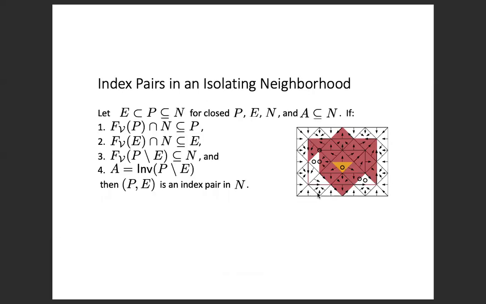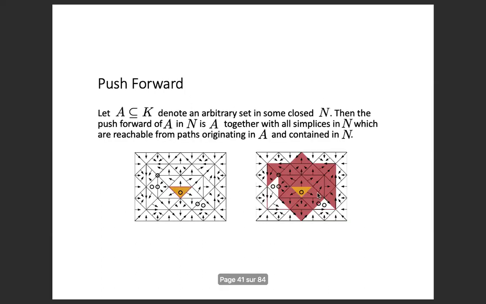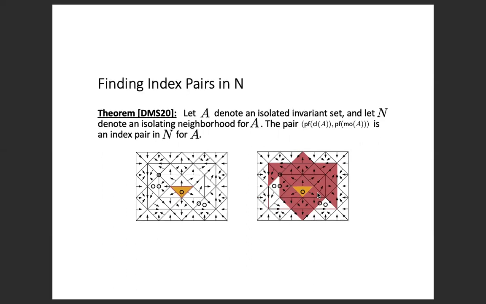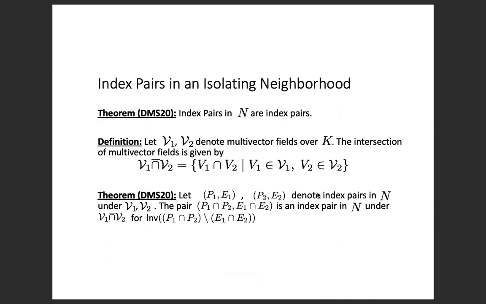And the way we do this is ultimately using what's called an index pair in an isolating neighborhood. In the interest of time, I'm not going to go too in depth into what exactly this is. But the way to think about it is it's an index pair that's in some sense maximal. This isn't a rigorous claim. But the benefit is that we know how to compute these special types of index pairs using the so-called push forward. But they have a benefit. First of all, they're index pairs in the sense of index pairs as I originally defined.